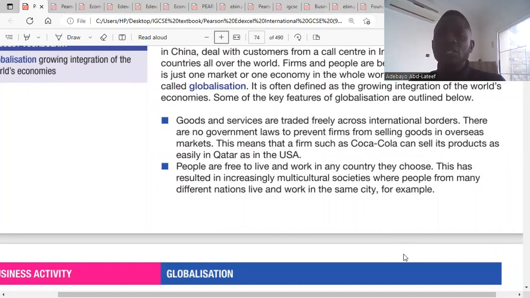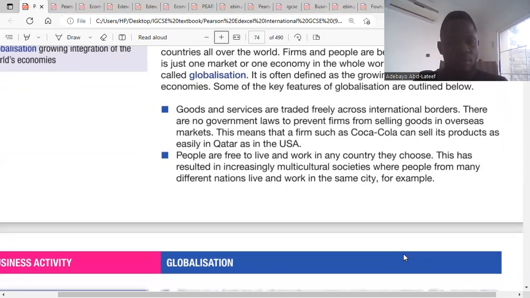Two, people are free to live and work in any country they choose. So with globalization, it means I am able to work in this country. I am able to work in Libya as a Nigerian. I am able to work here because I am able to move here to search for a job. Globalization allows that. This is another feature of globalization.